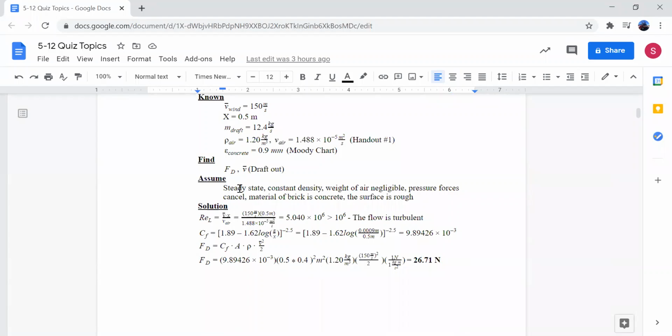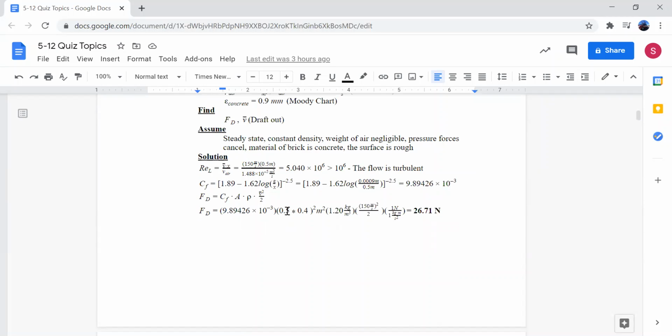We assume that this is steady state, constant density, the weight of air is negligible, pressure forces cancel, and that the material of the brick chimney is concrete, meaning that the surface is rough. When you have a rough surface with turbulent flow, the rough surface dominates the CF value. So we need to see what type of flow we have and if that situation would apply.